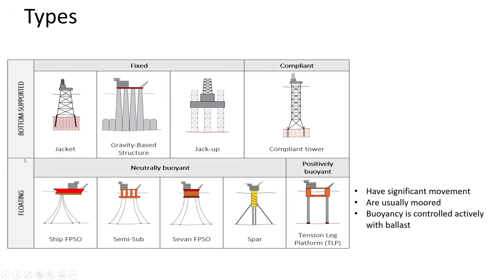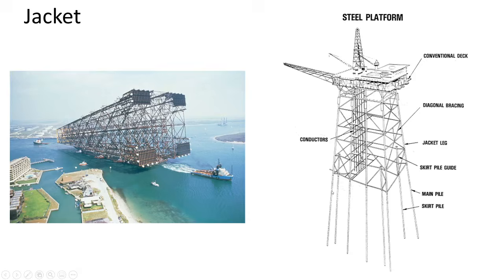Okay, so on these ones at the bottom, we can say that they have significant movement. This one has some movement, but this one has significant movement. They are usually moored. That means that they are fixed somehow to the seabed, either with different tethers, cables, or chains, and the buoyancy is actively controlled with ballast. They have some tanks where they store seawater, and then they change the amount of seawater stored to change the height, or the elevation difference between the deck and the sea level.